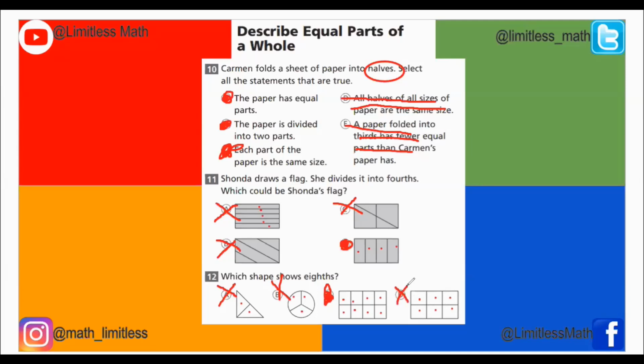So this has been our lesson 1, Introduction to Fractions, knowing that fractions represent parts of a whole, and now we've gone through how to describe equal parts of a whole. See you in the next lesson.